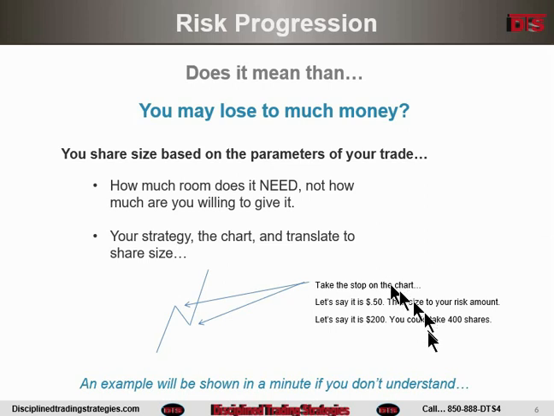Just a simple example: if you're risking $200 and you had a 50-cent stop on the chart, you could take 400 shares, because that's just the math of it. So by taking 400 shares, you limit your risk, and you cannot call the trade risky, and you cannot say you're going to lose too much, because you've predetermined what you're going to lose.